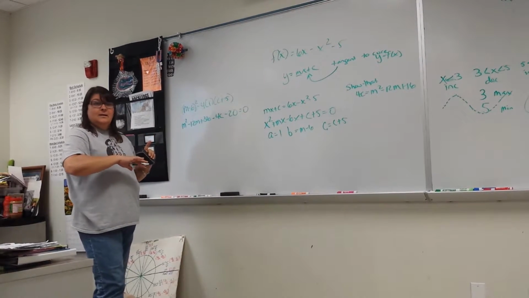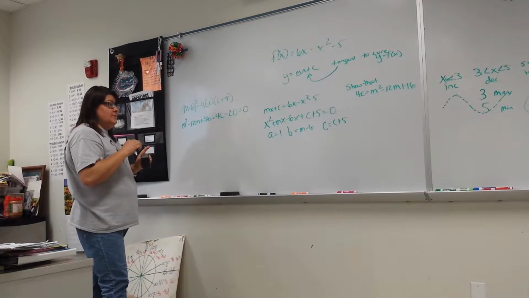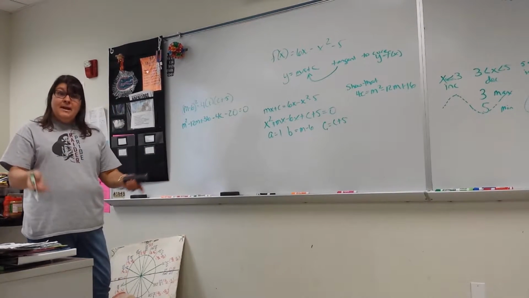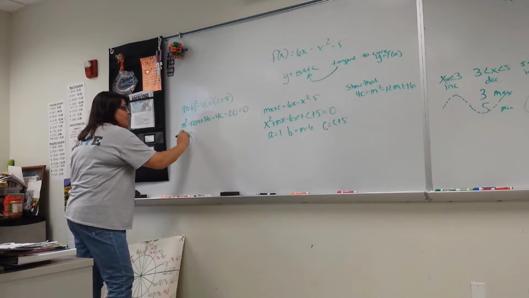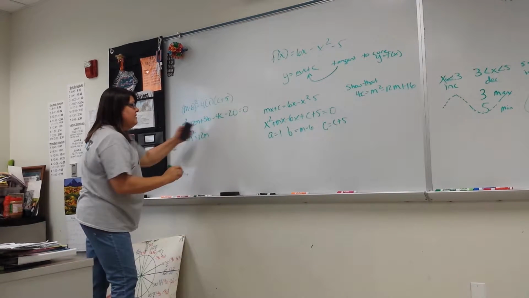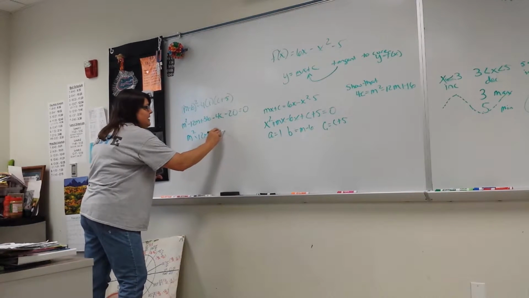So could we okay? You just know that's your answer, and you have all the numbers, can you just rewrite it? Yeah. Make it pretty and you're done. So you'd have m squared minus 12m, 36 minus 20 is plus 16, equals 4c.